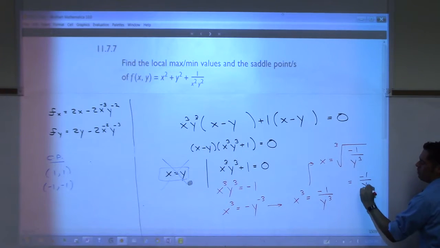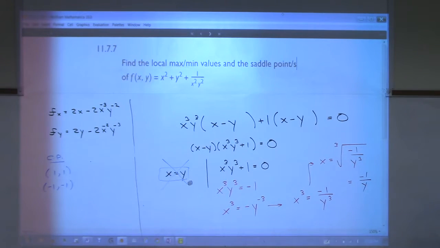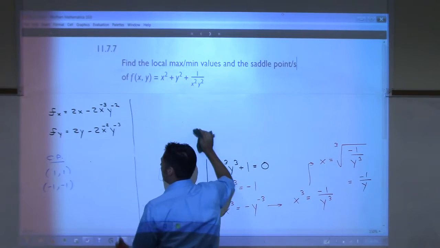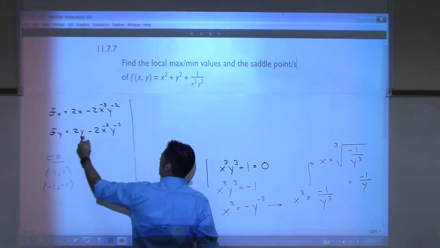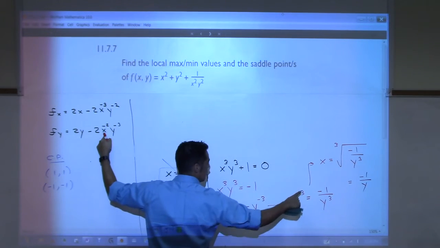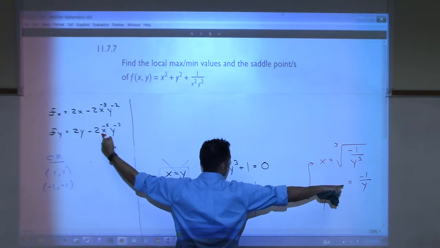Negative 1 over y. So I can replace x with negative 1 over y. Yeah? So when x is 1, y is negative. I'm going to go to this equation because it has a bunch of y's in it. So I'm going to replace that x right there with that.